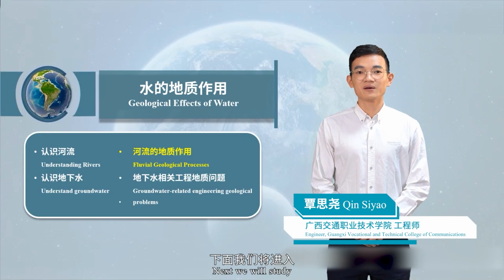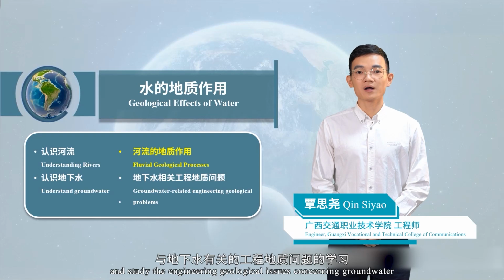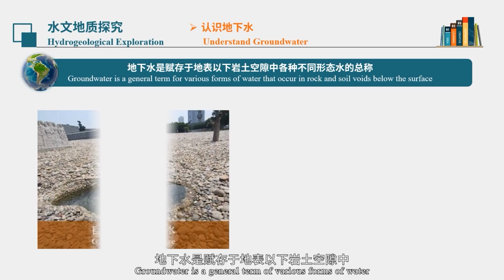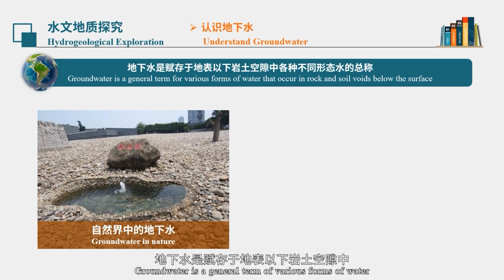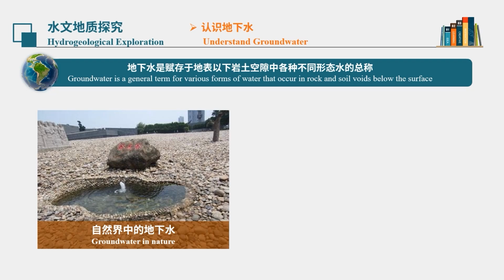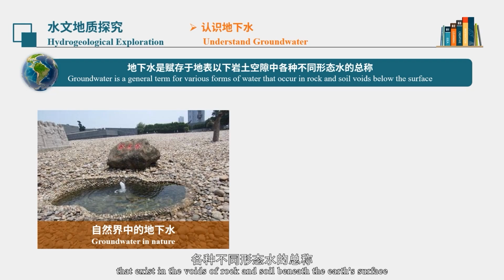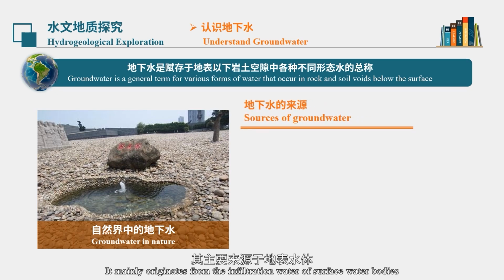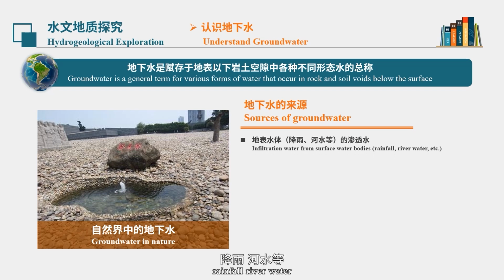Everyone, next we will understand groundwater and study the engineering geological issues concerning groundwater. Groundwater is a general term for various forms of water that exist in the voids of rock and soil beneath the Earth's surface. It mainly originates from the infiltration water of surface water bodies, rainfall, river water, and so on.